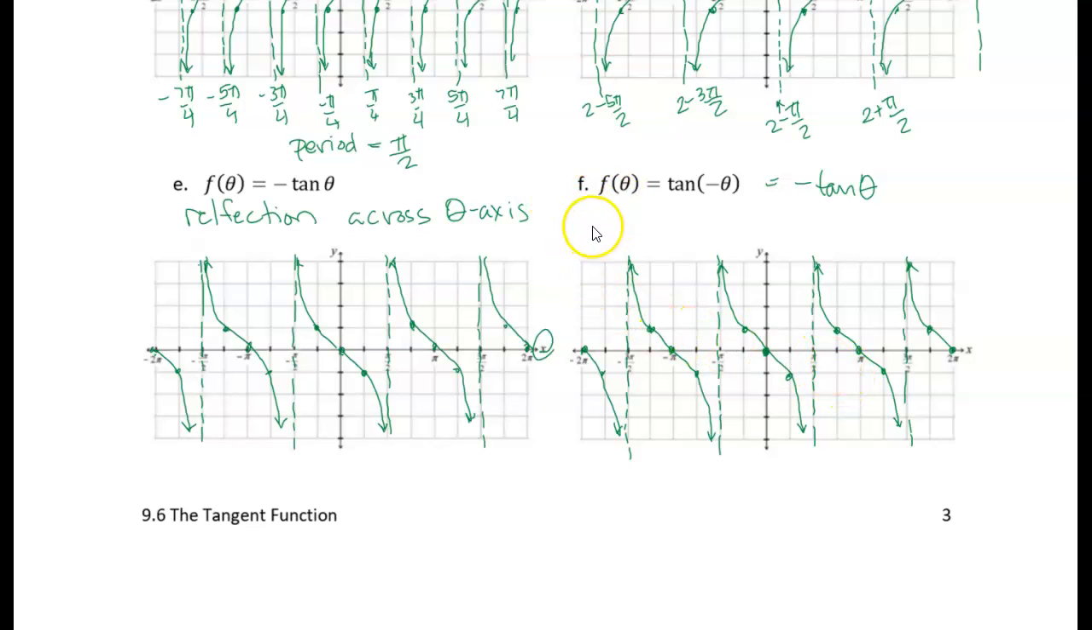So I could write that down: reflection across the y-axis. Okay, that's what the tangent of negative theta does, or tangent of any f of negative x does. It flips it across the y-axis. All right, so you can see a lot of nice symmetry going on with a tangent function.